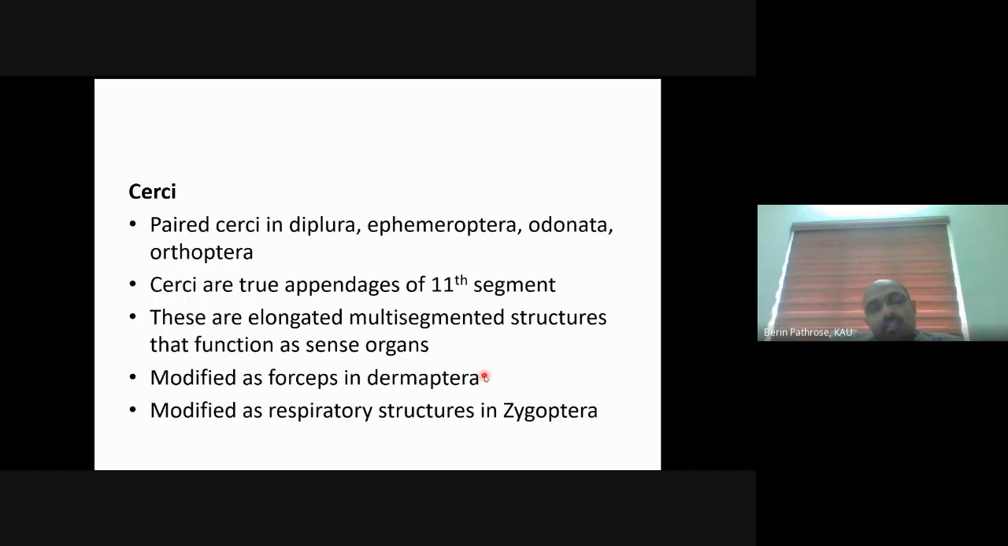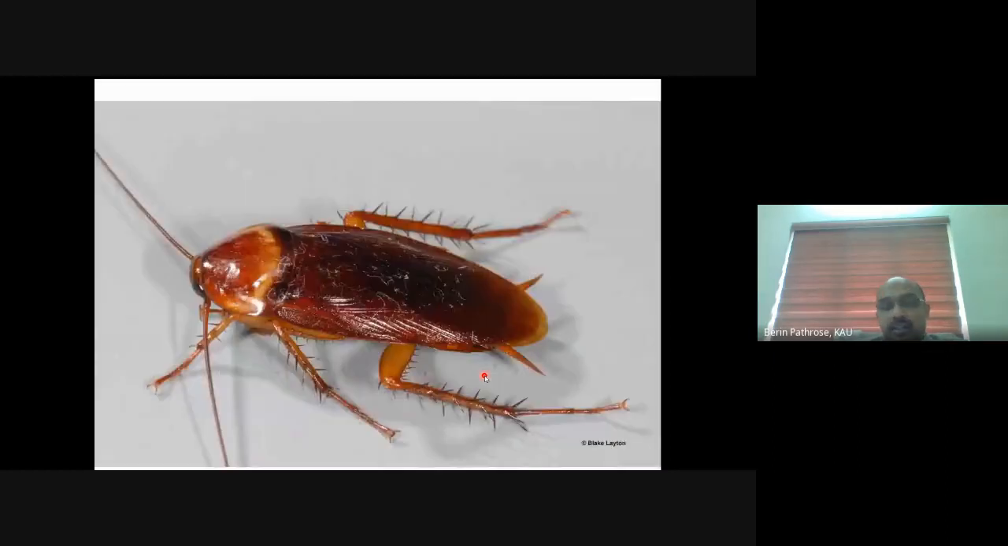I think the next class is taking up the Palaeopteran orders, wherein you will be discussing Odonata, Ephemeroptera, and all. Ephemeroptera is mayflies, Odonata is dragonflies. It includes damselflies also. So all these insects have cerci. These are true abdominal appendages in the 11th segment, and these are multi-segmented in nature, with a sensory function. In Dermaptera or earwigs, it is modified into a forceps-like structure, and in damselflies it is modified into respiratory gills.